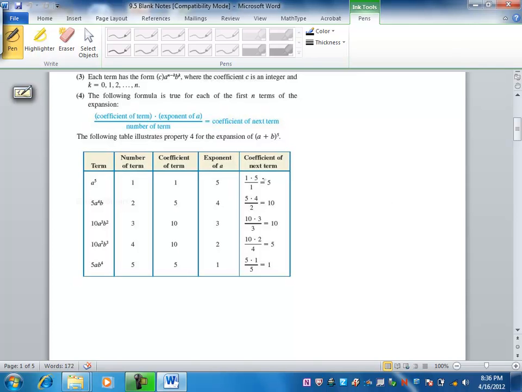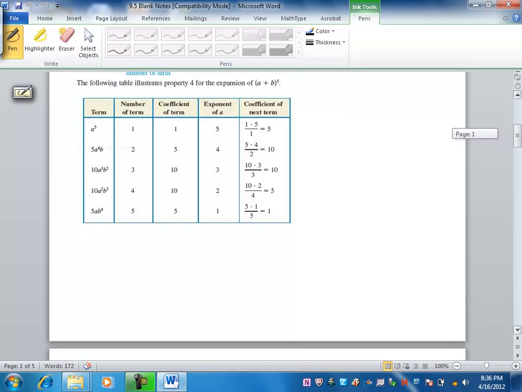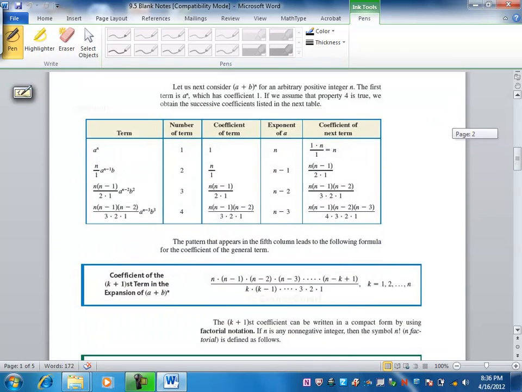We can also get a pattern for the coefficient of the next leading term: 1 times 5 over 1, 5 times 4 over 2, etc. We're going to see how that plays out for us in just a little bit. Let's consider a plus b to the n for an arbitrary positive integer n. The first term is a to the n with a coefficient of 1, and you'll notice the pattern here. We're counting down: 1, n, n times n minus 1, n times n minus 1 times n minus 2.